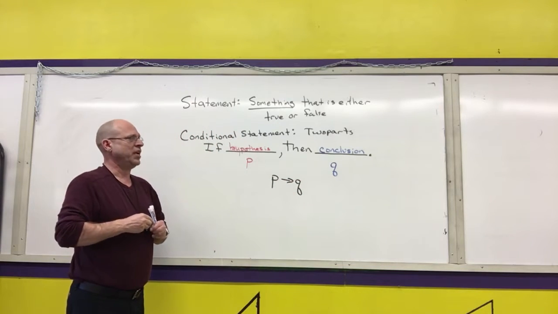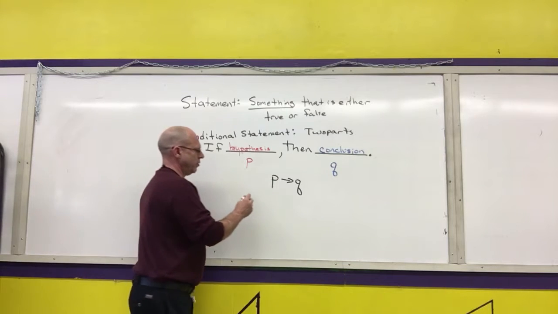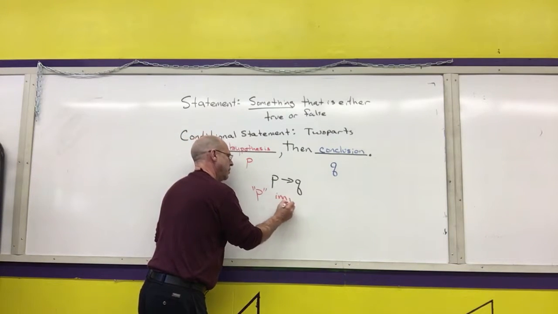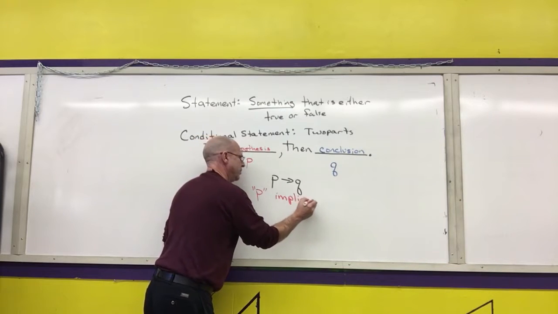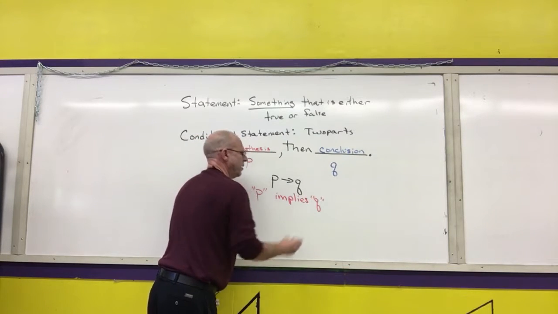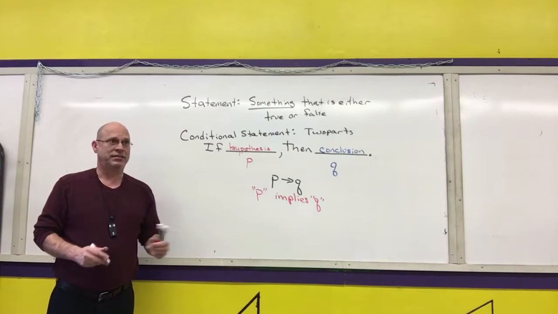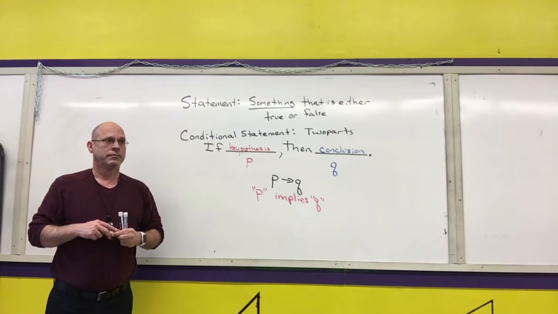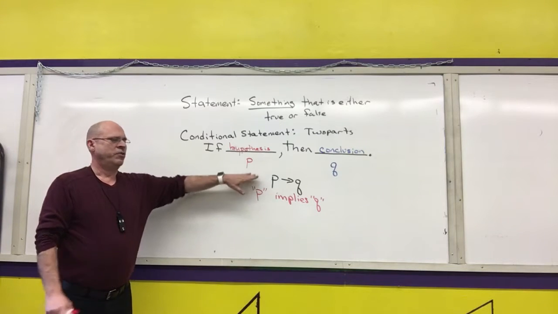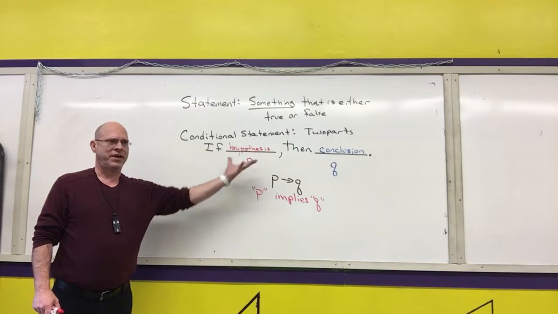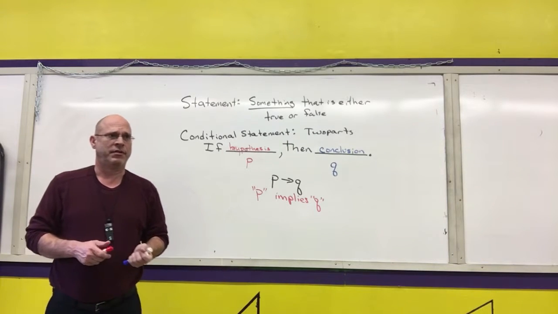And the way that you read this conditional statement is as follows. P implies Q. Basically what it's saying is that if P is true, then Q has to be true. Okay? Use the shorthand because it's a lot easier to write the shorthand and then interpret the shorthand based off of your individual statements.